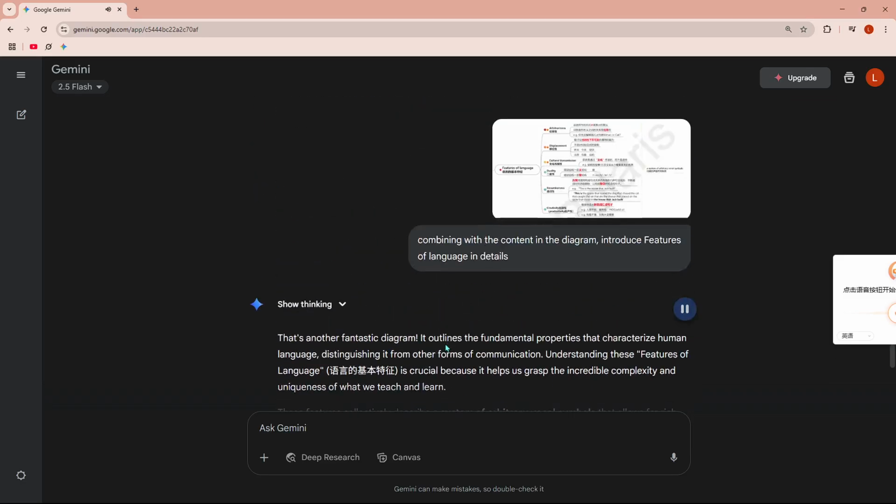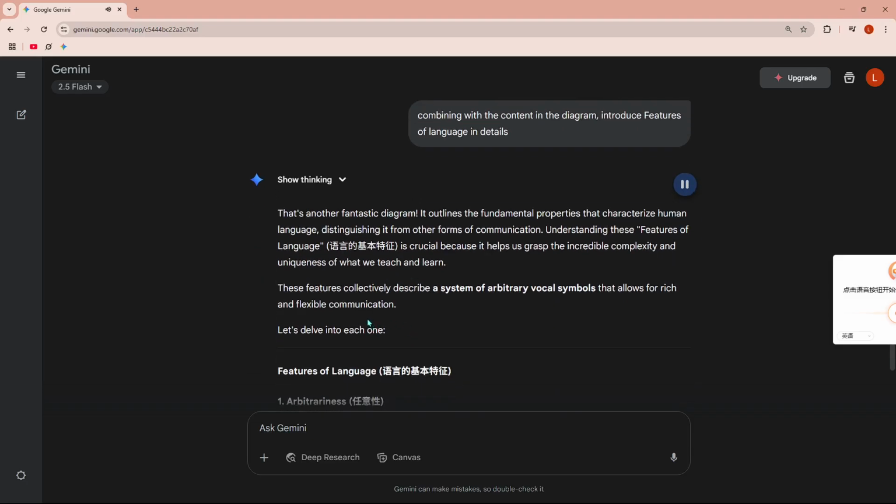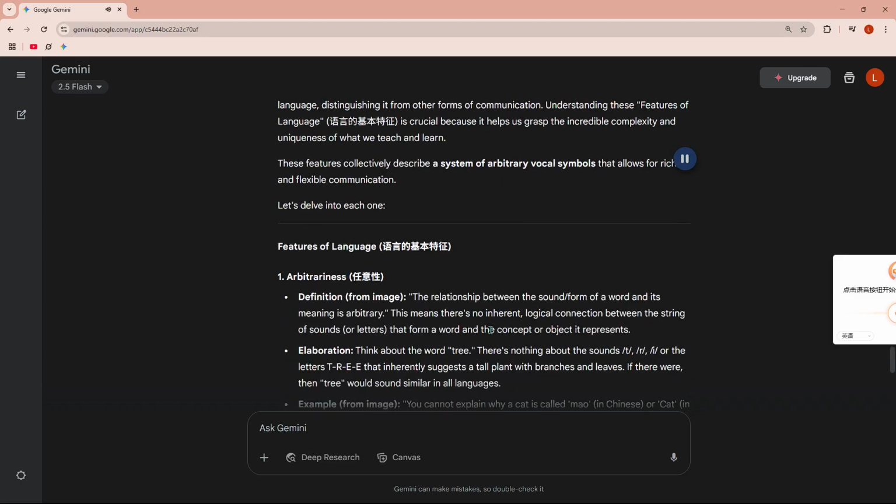That's another fantastic diagram. It outlines the fundamental properties that characterize human language, distinguishing it from other forms of communication. Understanding these features of language, Yu Yan De Ji Ben Te Zheng, is crucial because it helps us grasp the incredible complexity and uniqueness of what we teach and learn. These features collectively describe a system of arbitrary vocal symbols that allows for rich and flexible communication. Let's delve into each one. Features of language, Yu Yan De Ji Ben Te Zheng.